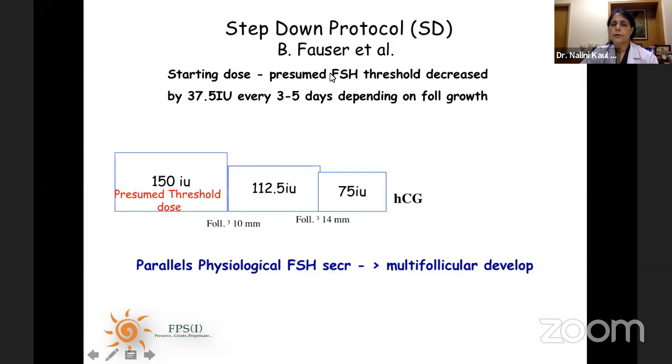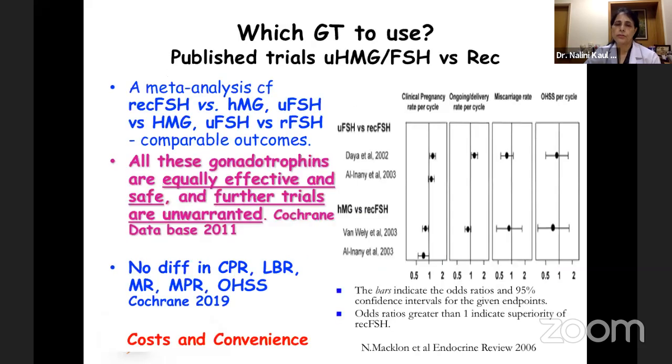The step down protocol is best kept for IVF. Here, you start with a higher dose because this is your presumed threshold dose. You have sort of presumed in your mind that, okay, this woman is going to start growing follicles at a dose of 150 IU of FSH. And you start with that and then gradually go down. But again, even though it mimics physiology, you cannot control the multifollicular development, it's bound to happen because you started with a presumed higher dose. It was not the natural threshold, but it was a presumed threshold.